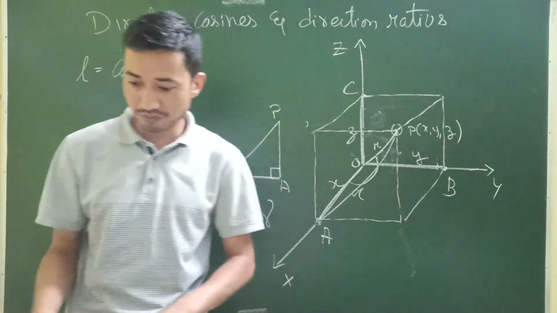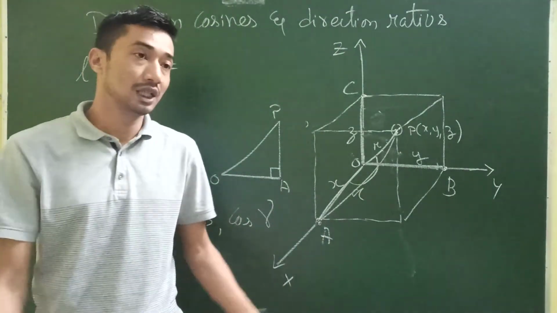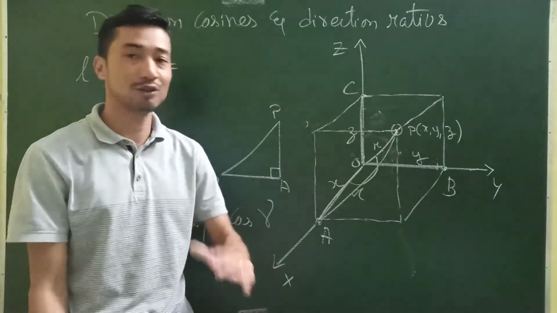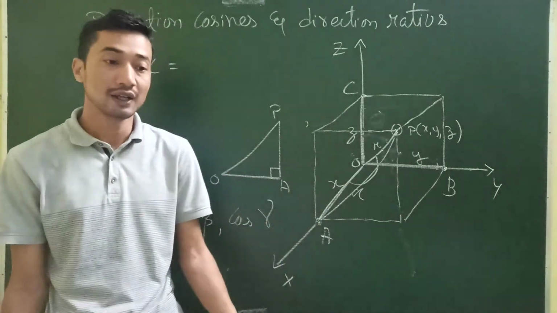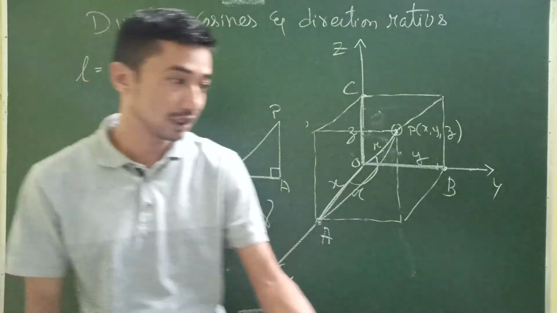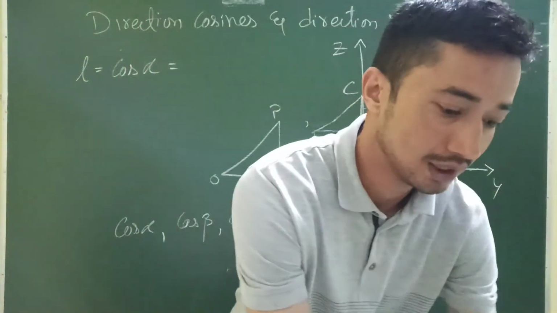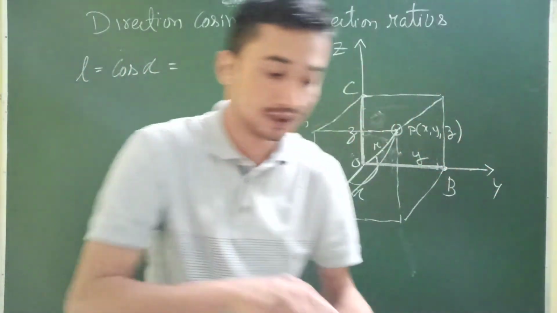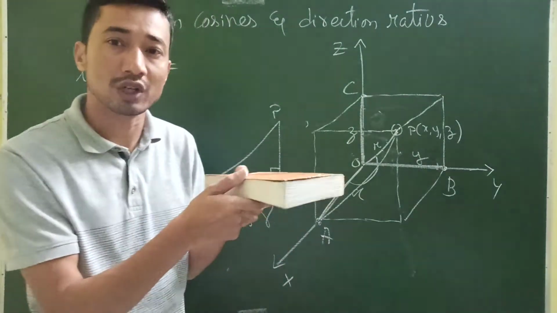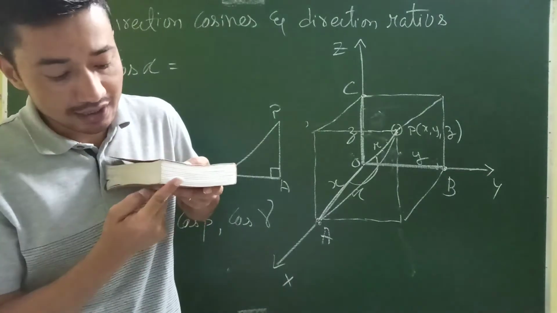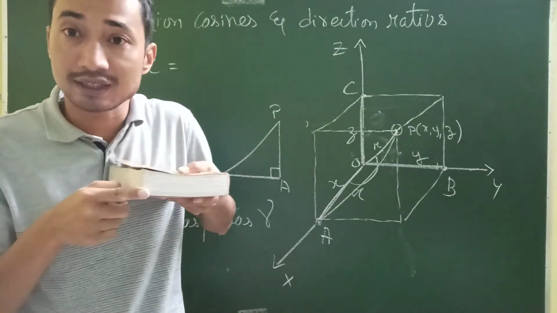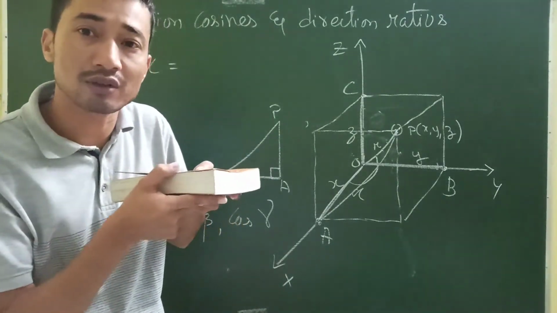If you're confused, how is it possible? I cannot show you exactly here because this is in space. Suppose this is a book. This is the x-axis, y-axis, z-axis, mutually perpendicular, right? The corners of a book.